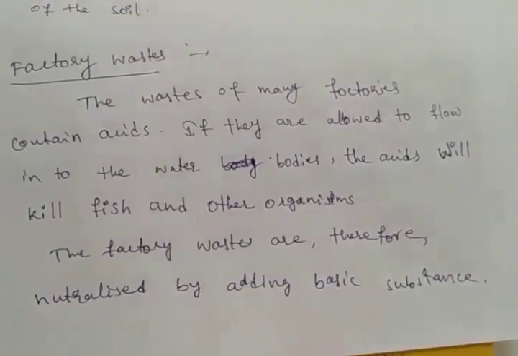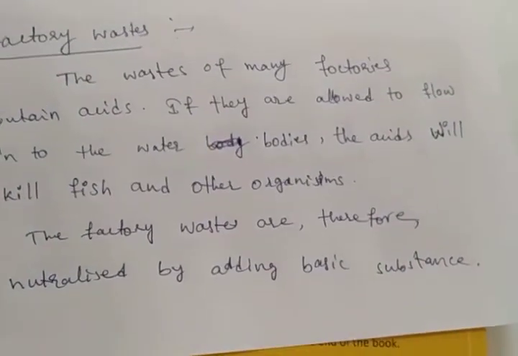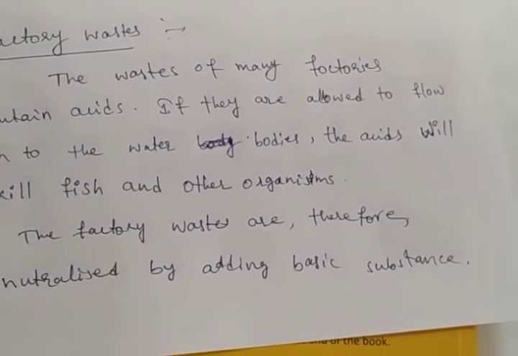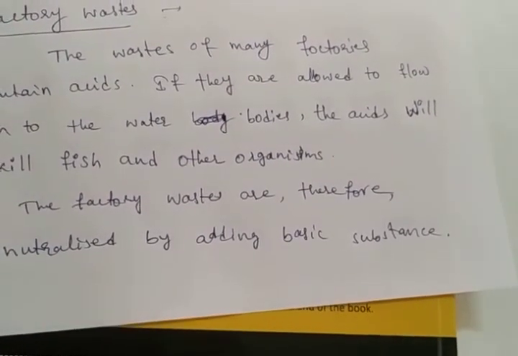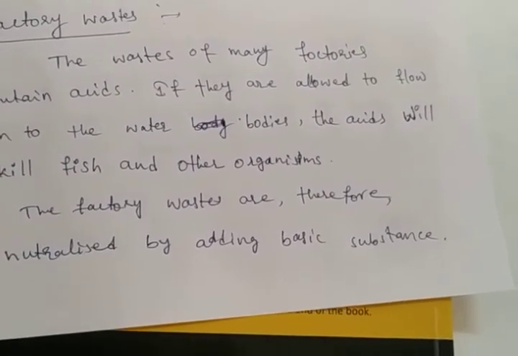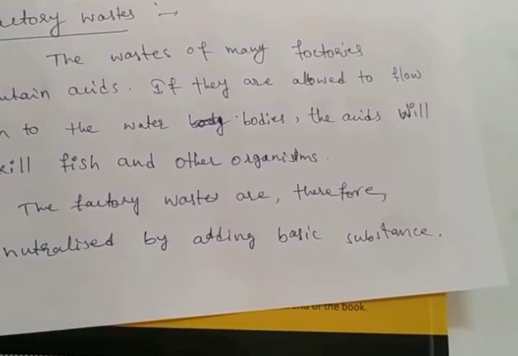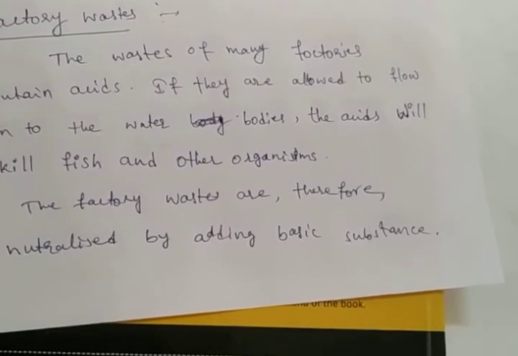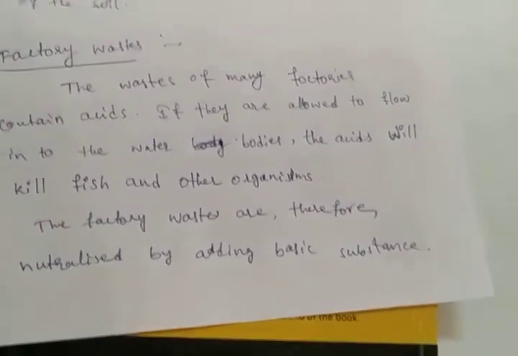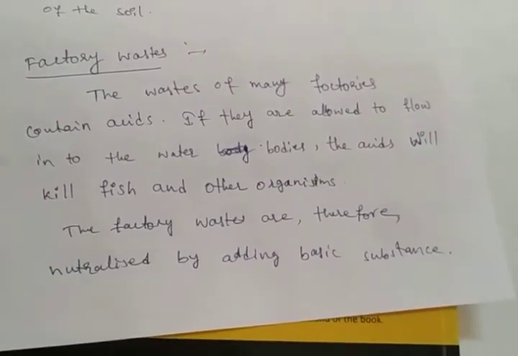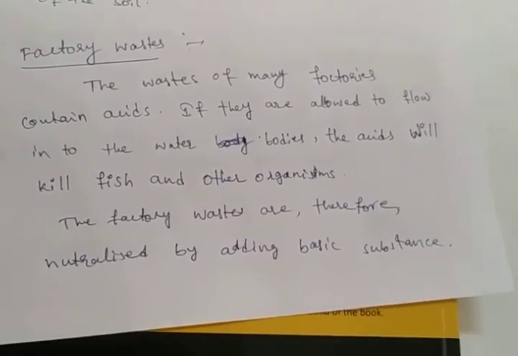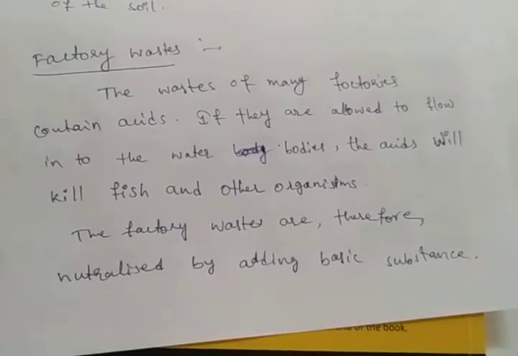So the wastes of many factories contain acids. If they are allowed to flow into the water bodies, the acids will kill the fish and other aquatic animals. The factory wastes are therefore neutralized by adding basic substances. If it is neutralized, it will not be harmful to the aquatic animals. That's why they neutralize it before it enters the water bodies.